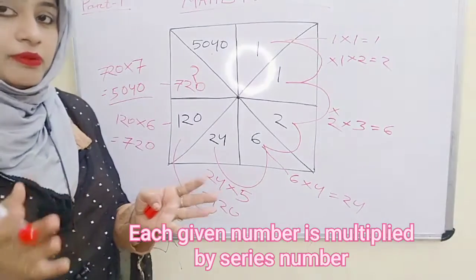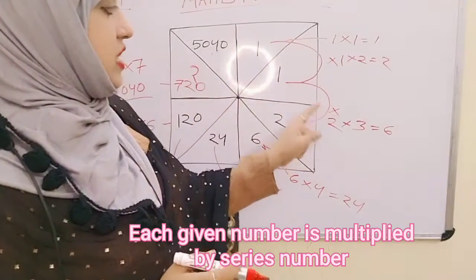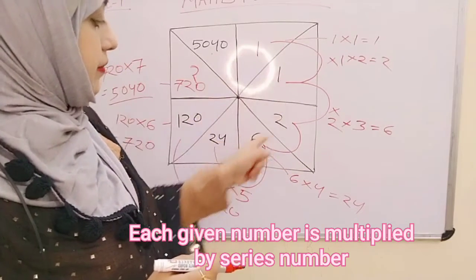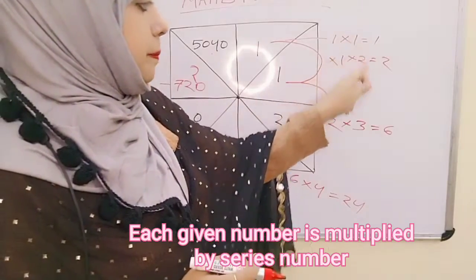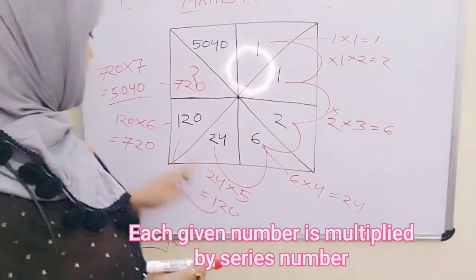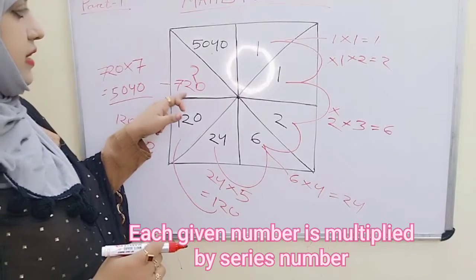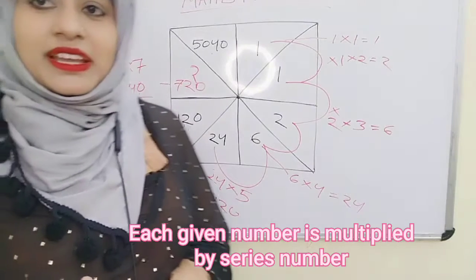So what have we done? We just multiply the given number with our pattern number, 1 2 3 4 5 6 7, with the given number, so you get the answer. So this is the correct answer.